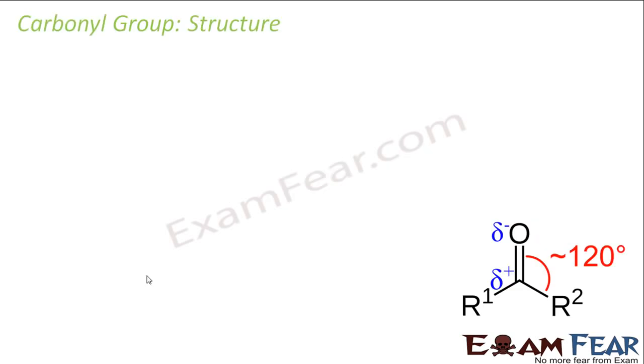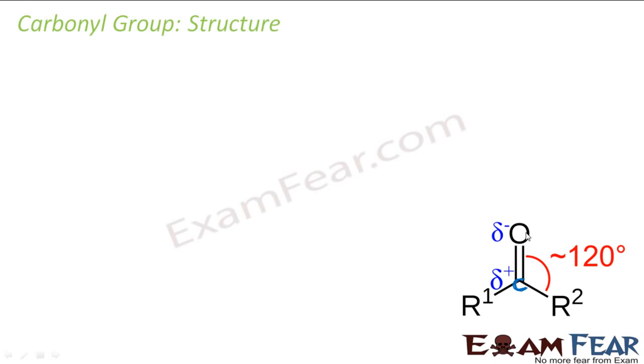Let's understand the structure of the carbonyl group, because the whole chapter is about the carbonyl group and its chemical properties. It's good to understand its structure. This is the typical structure of the carbonyl group. This is my carbon, and I have two alkyl or aryl groups attached, or hydrogen also.